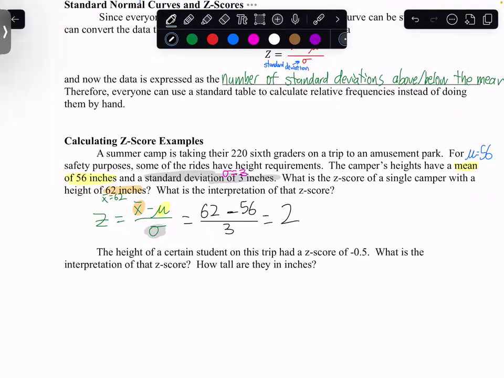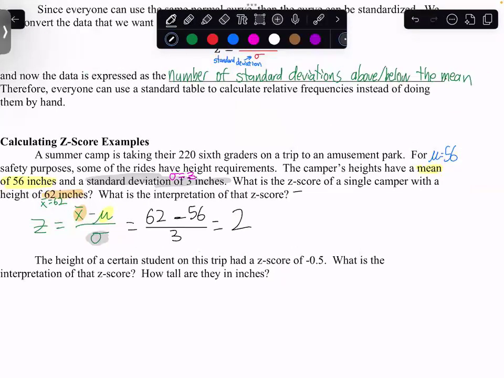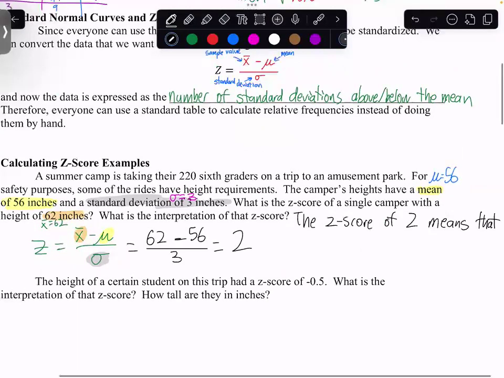Okay, so the z-score is 2, but what does that mean? The z-score refers to the number of standard deviations above or below the mean. In this case, it's a positive number, so it'll be above the mean, which makes sense. The camper is 62, the average is 56, so clearly this camper is taller than average.